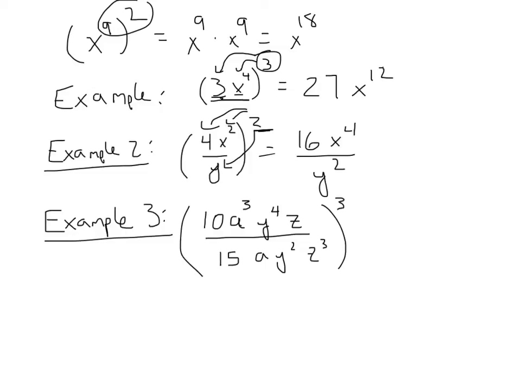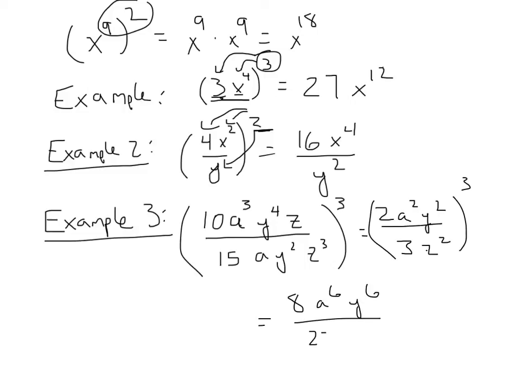The first thing we're going to do here is simplify that fraction. So we'll get 2a squared y squared over 3z squared, and that whole expression is getting raised to the 3rd power. So 2 cubed is 8. Then a squared to the 3rd is a to the 6th, y to the 6th, over 27z to the 6th. So there we have it, an example that's a little bit more complicated.